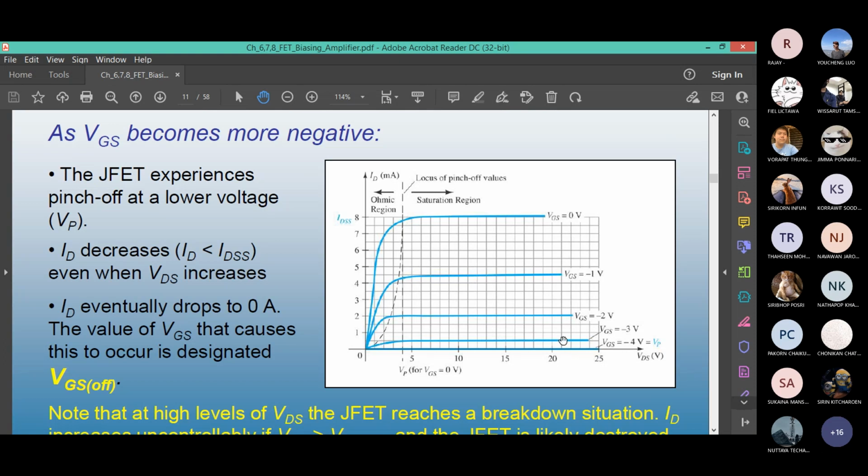When your gate source voltage equals the pinch-off voltage, there is no perceptible current. When VGS equals VP, ID equals 0. And you'll see from Shockley's equation, what is the equation? ID equals IDSS times (1 minus VGS over VP) whole squared.